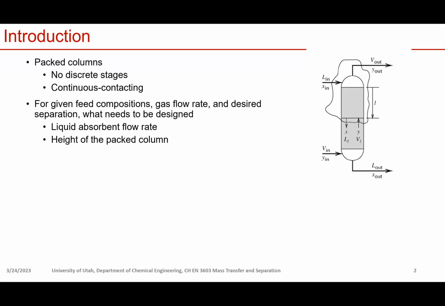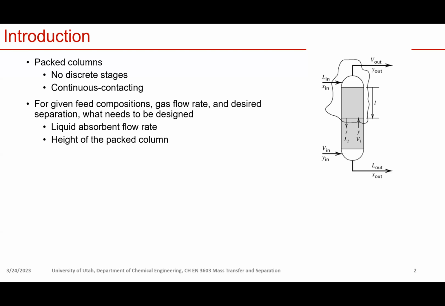So in this case, for a packed tower, typically we still know the feed composition. We know the composition of the gas feed, and we know the composition of the liquid absorbent. We also know the gas flow rate, and we know the desired separation. That is basically the composition of the exiting gas phase. Given the feed composition, the condition, the gas flow rate, and the desired separation outcome, the design problem is basically to figure out the liquid absorbent flow rate and the height of the packed column in order to achieve the designed separation outcome.